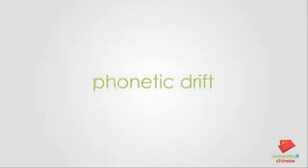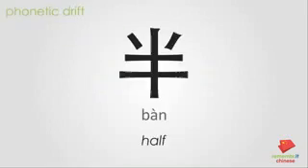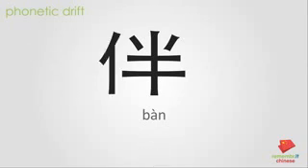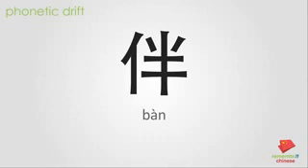The second gotcha is due to a concept we'll call phonetic drift, where the pronunciation of the phonetic component is modified between characters. Take the simple character 半. Using this character as the phonetic component, we can create a new character by adding the person radical, giving us the character 伴 meaning a companion. So far, so good.